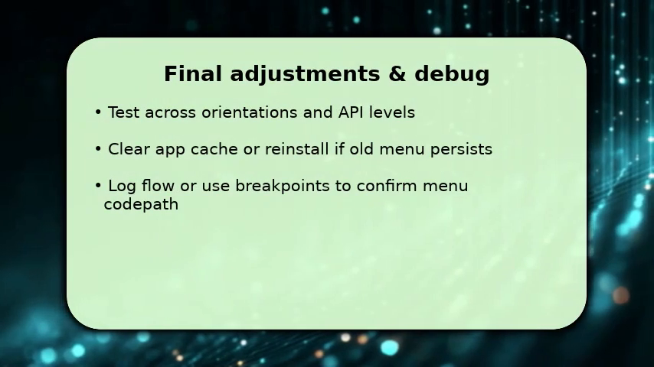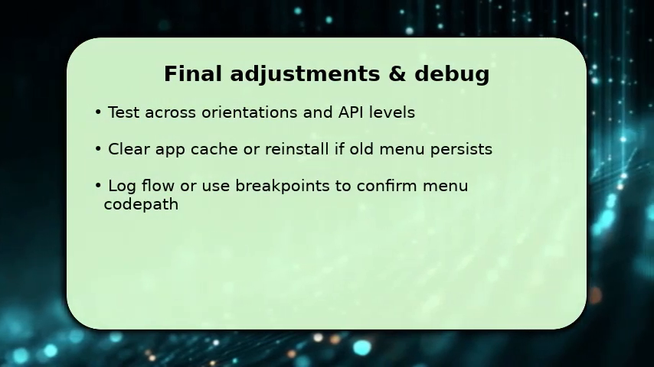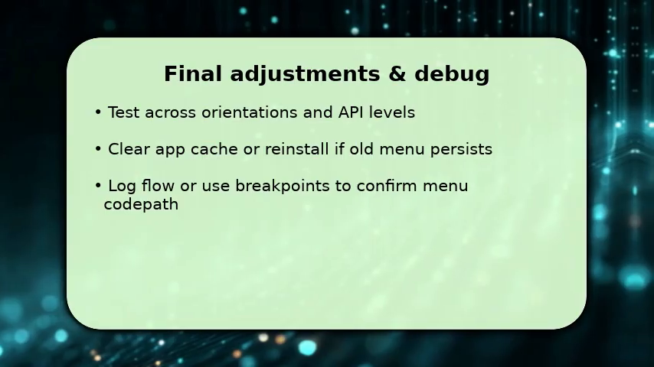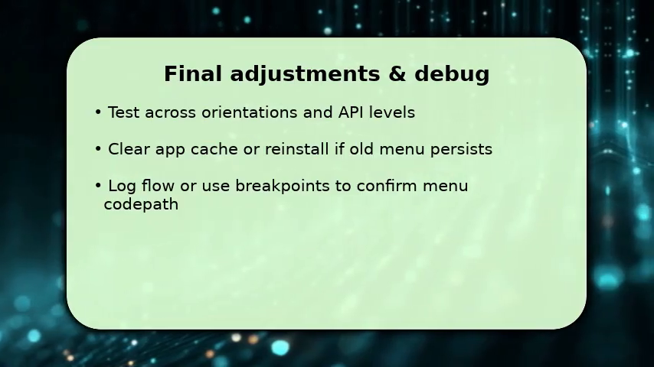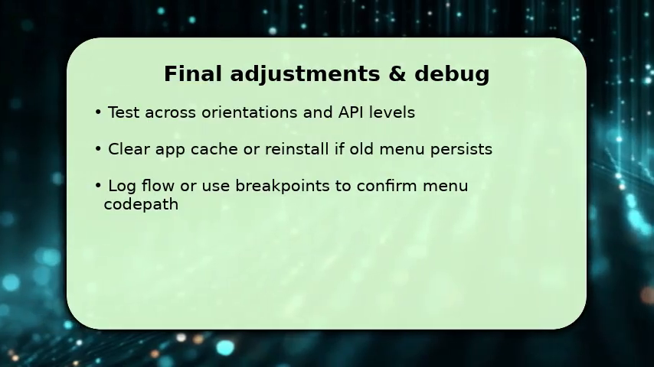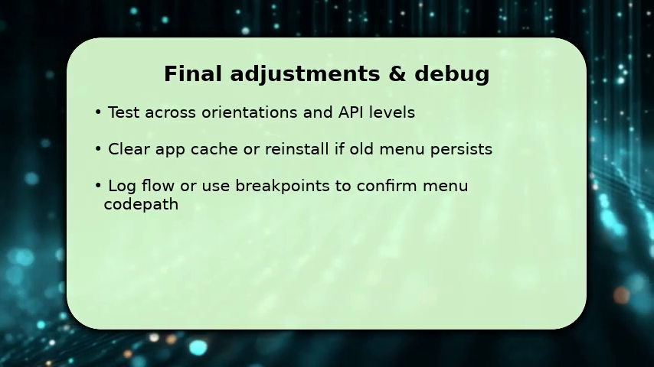Finish by testing the app in multiple states. Rotate the device, switch API levels, and verify the menu button is gone. If the menu still appears, clear app storage or reinstall to avoid cached resources. Also search for other menu inflations in fragments or included layouts.